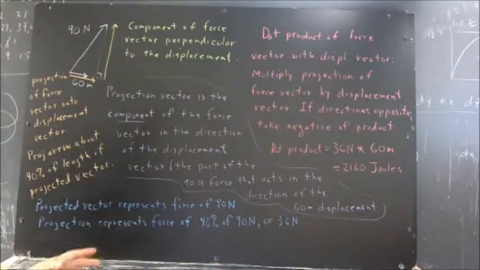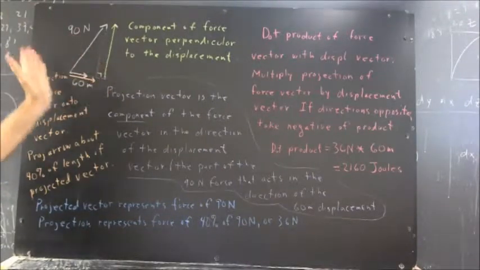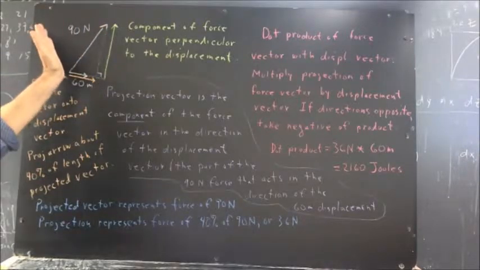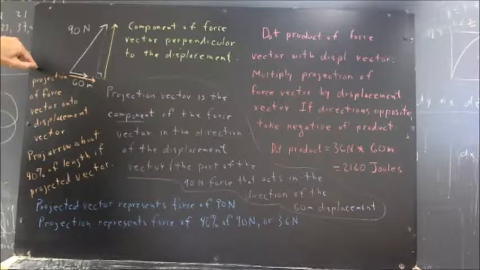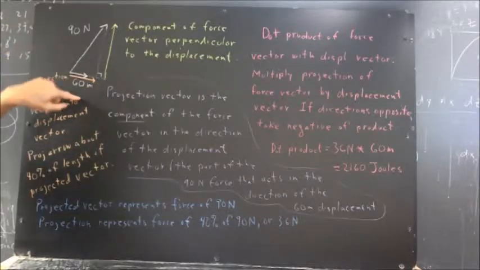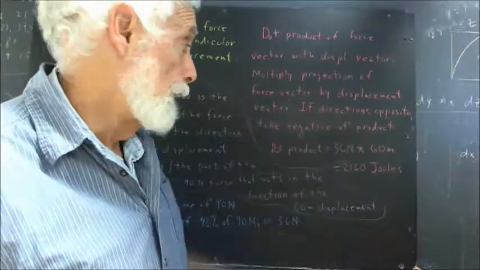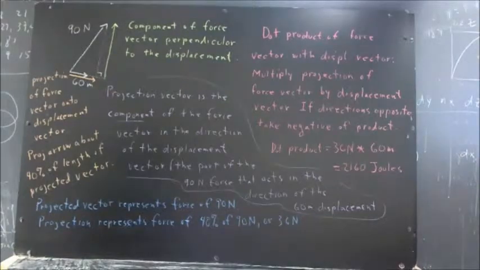Now, in some cases, the displacement vector and the projection vector could be in opposite directions. If this 90 newtons was back over in this direction, then the projection would be back this way, in the direction opposite the displacement, and then we would take the negative of that product. In this case, they're in the same direction, so the product is positive.